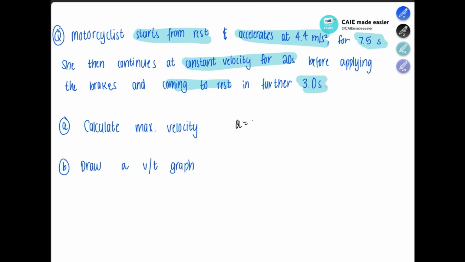So acceleration equals final velocity minus initial velocity over time. And then at plus u equals v. So this is going to be 4.4 multiplied by 7.5 plus 0. This is the maximum speed.